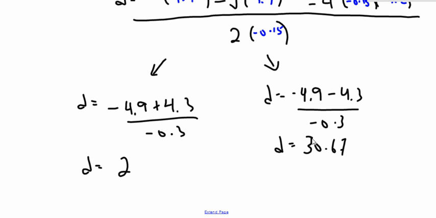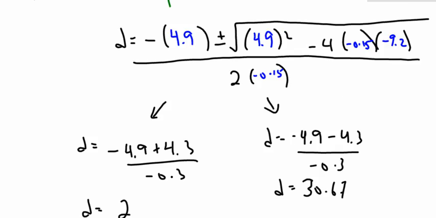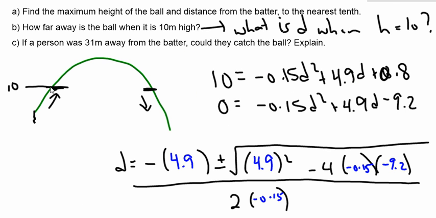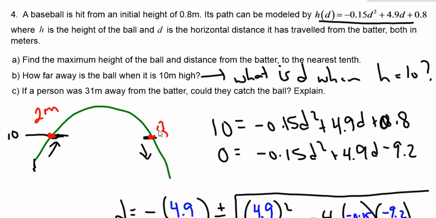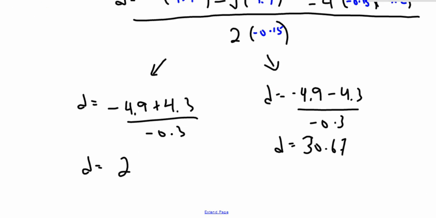And again, it makes sense for them both to be positive numbers because the first one happens here. Let me grab a different color. The first one happens here, so that would be at 2 meters away from the batter. And the other one happens here, which would be 30.67 meters away from the batter. Okay, so the ball reaches a height of 10 meters twice, once 2 meters away and once 30.67 meters away.